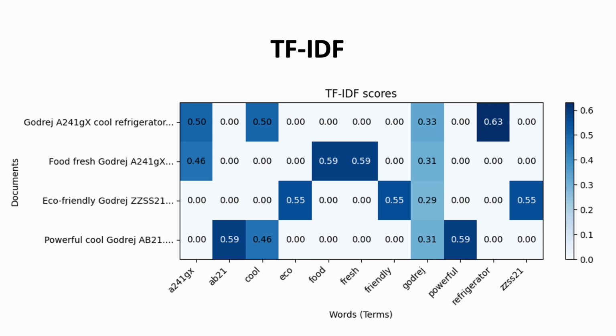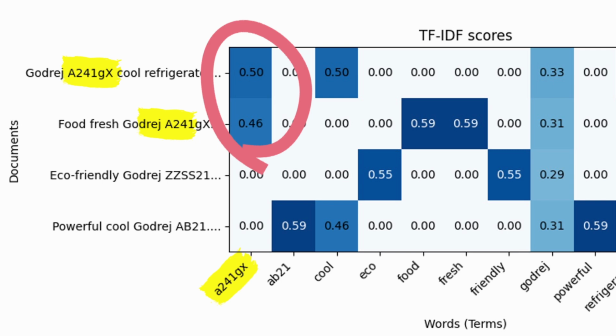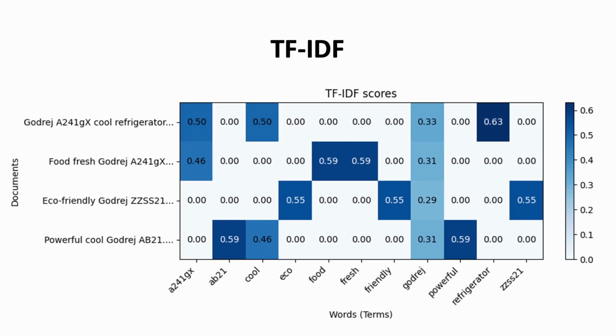The indices of the high values in this document vector tell us which words are likely to be the most characteristic of that document's content, because these words appear more frequently in this document and less frequently in others. But TF-IDF does have some issues.